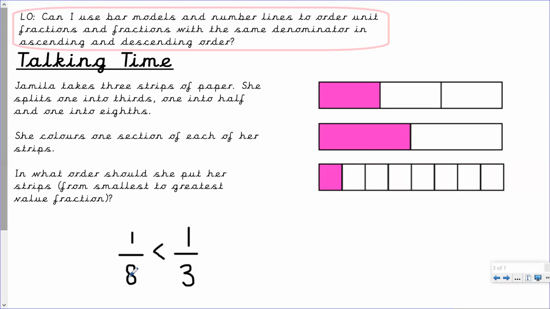So first 1/8, then 1/3, and lastly 1/2. And then if we're comparing 1/3 and 1/2, we can see that 1/3 is smaller. So 1/8 is smaller than 1/3, which is smaller than 1/2. We have put our fractions in order from smallest to greatest.